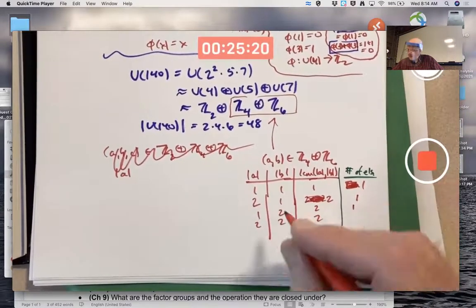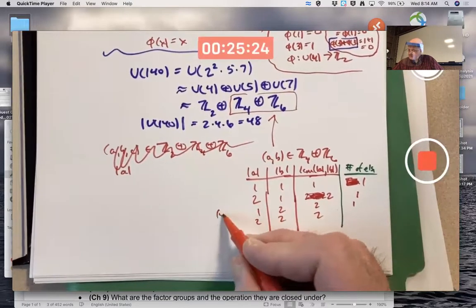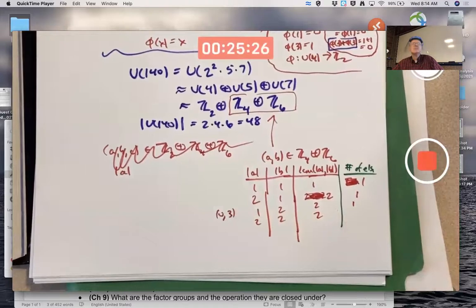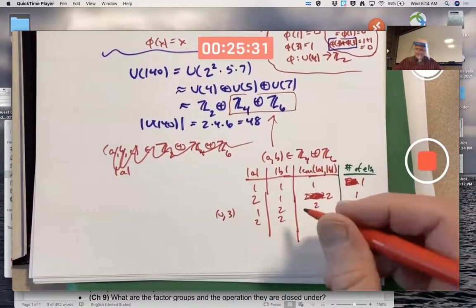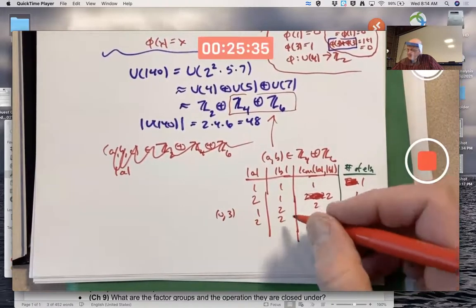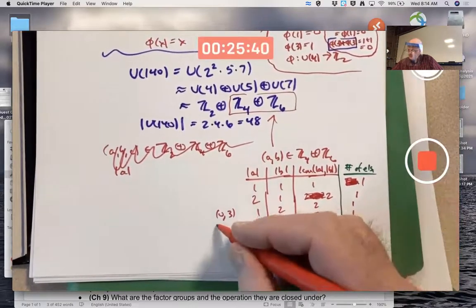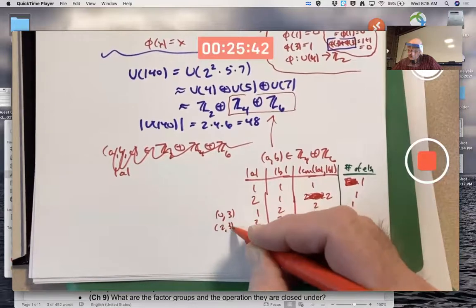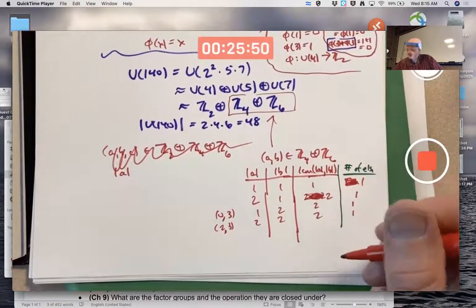There's a unique one where A has order 1 and B has order 2. It would be the ordered pair (0, 3). That's one element. And there would be a unique element where A has order 2 and B has order 2. It would be the element (2, 3). This has 24 elements total.